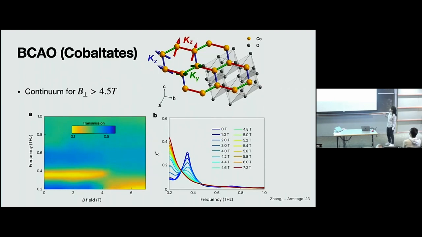So maybe it's good to mention some concrete materials, like the candidates that we have for spin liquid at the moment. The first one is a cobalt-based compound, and the active 5d orbitals form an effective 1/2 moment on a honeycomb lattice, and it is found that a relatively small out-of-plane magnetic field suffices to suppress the magnetic order and give a continuum in the terahertz spectroscopy transmission, indicating a quantum spin disordered state. There are also thermal conductivity measurements in this material that hint at a gapless spin liquid state.